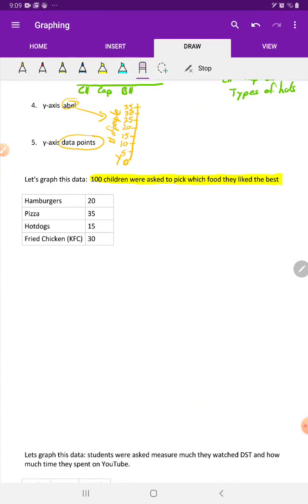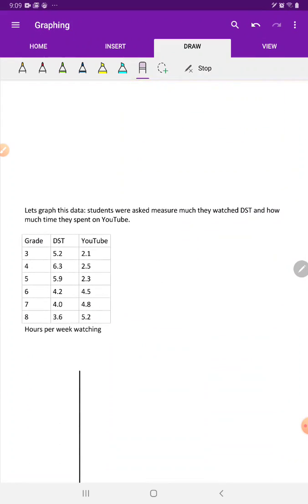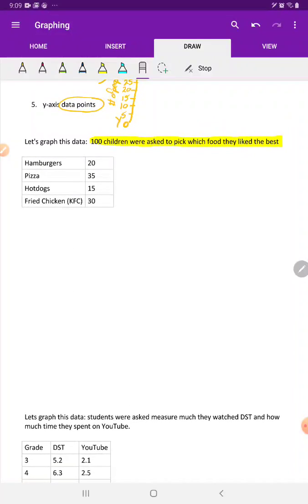Oh, wow. I just lost my thing that I didn't want to lose. All right, I'll just draw it in. Okay. All right.